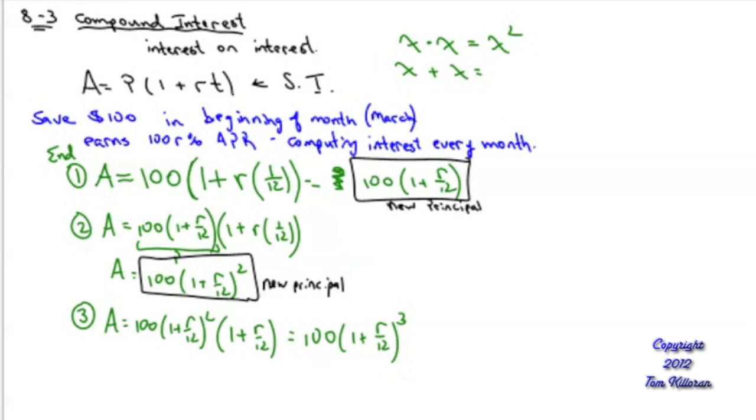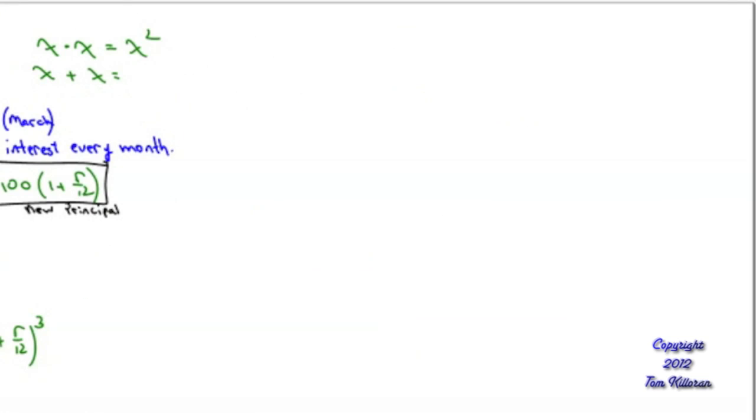Yeah. Okay, so if I go to month 24, it's just that with 24 on there. So it's A equals 100 times 1 plus R over 12 raised to the 24th. Now, there's a little problem with this pattern, and the problem is this. I'm going to write it over again here. A equals 100, 1 plus R over 12 raised to the 24.